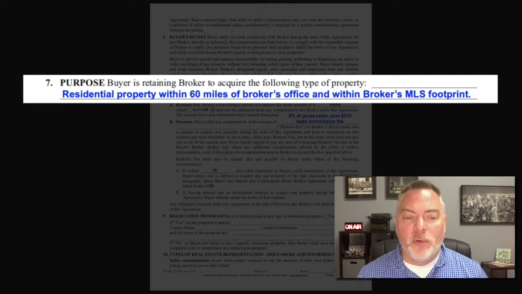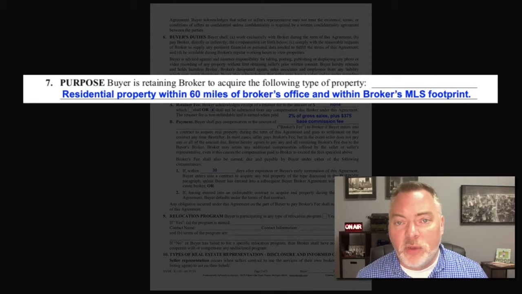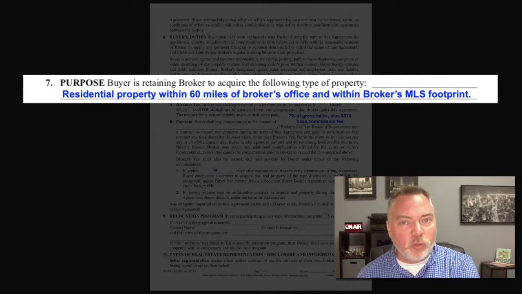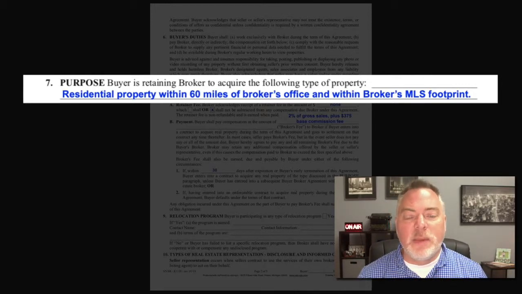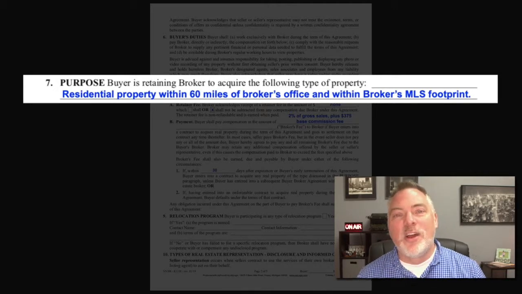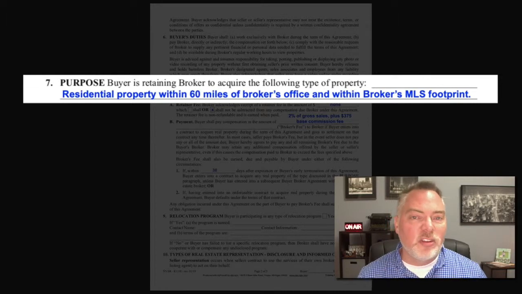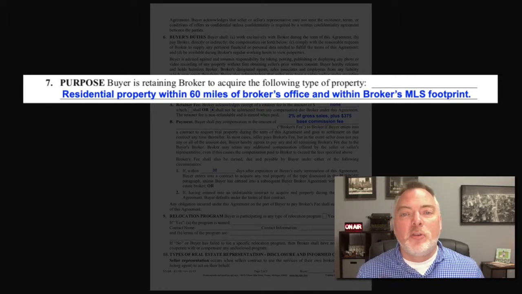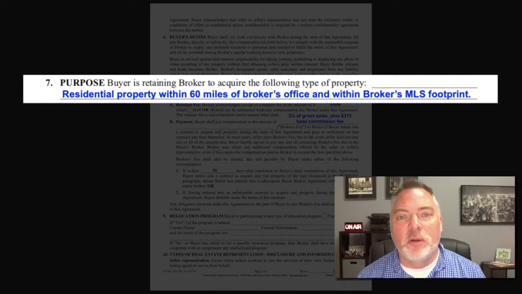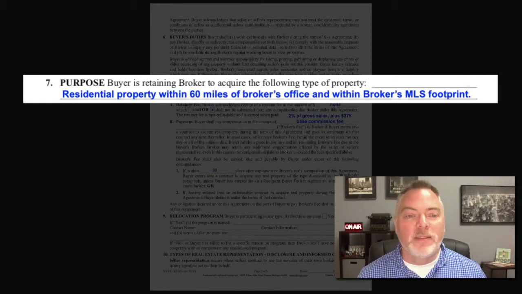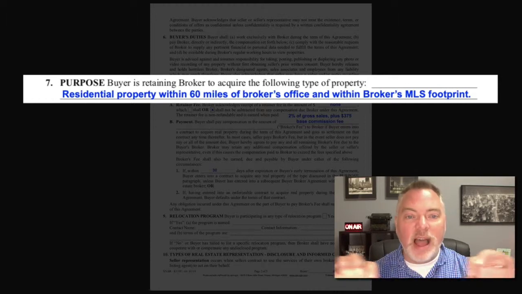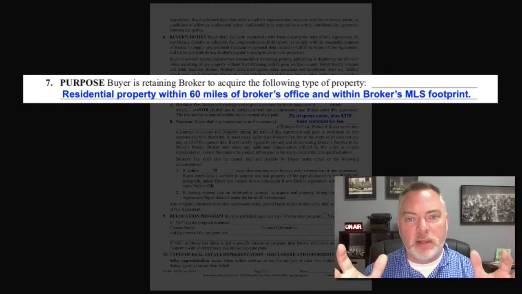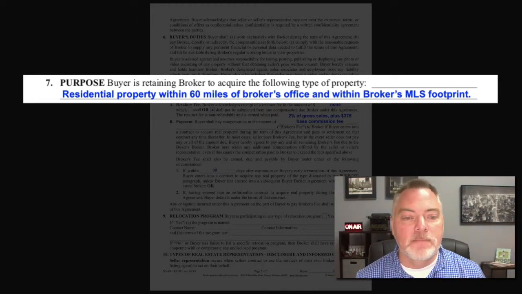So I like a very simple phrase: residential property within 60 miles of the broker's office and within our MLS footprint. It doesn't mean it has to be in MLS, just within the footprint we serve. And 60 miles is still pretty far. And if they want to go further, you can amend this. But if they make an accusation like, you didn't show me this property or you weren't available on this weekend to go show them a $110,000 house 2 hours away, well, then you can come back to this and say, I wasn't obligated to. Remember, this line is supposed to be limiting the scope of your responsibilities for liability purposes.